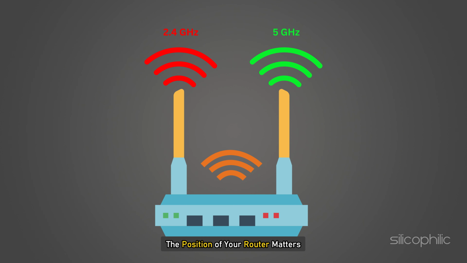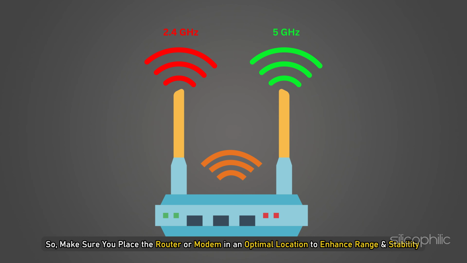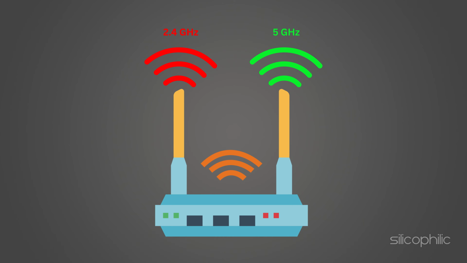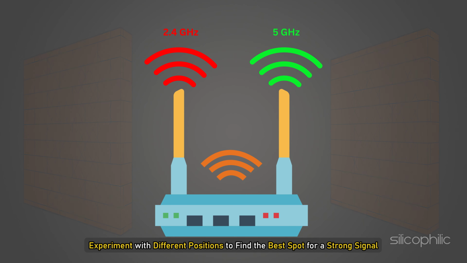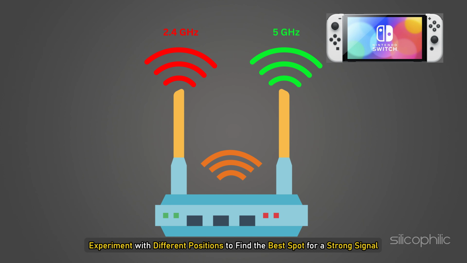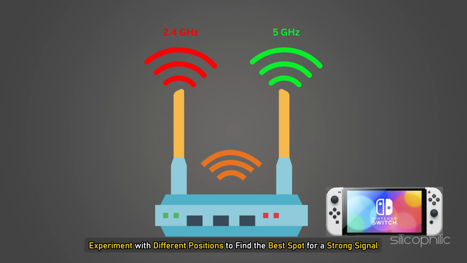The position of your router matters, so make sure you place the router or modem in an optimal location to enhance range and stability. Make sure to avoid obstructions like thick walls or wire mesh inside walls. Experiment with different positions to find the best spot for a strong signal.